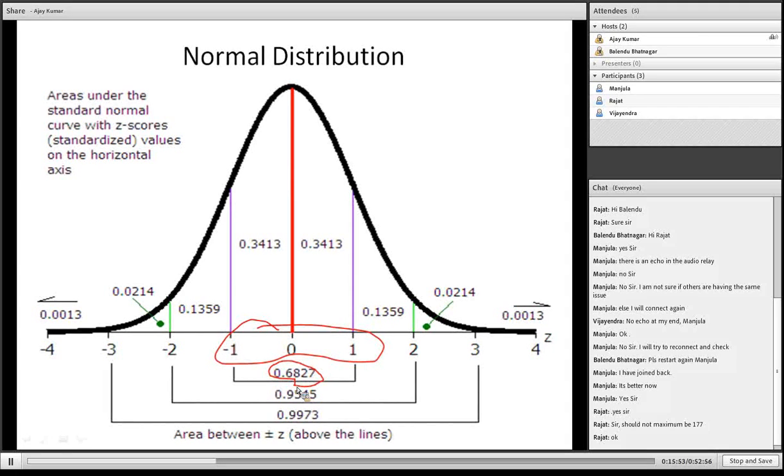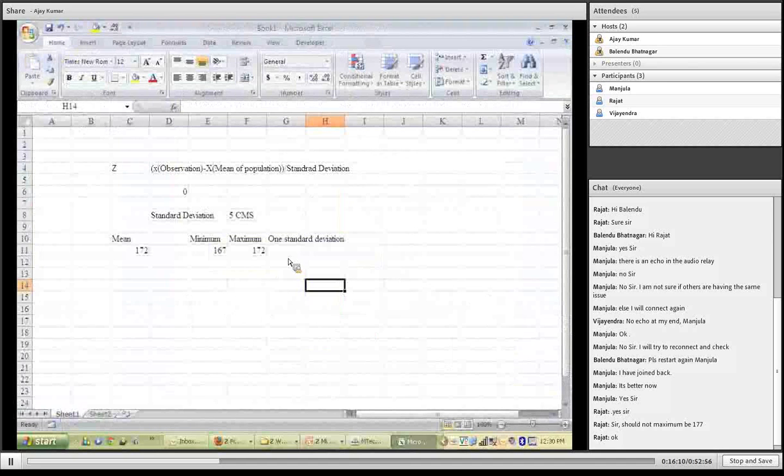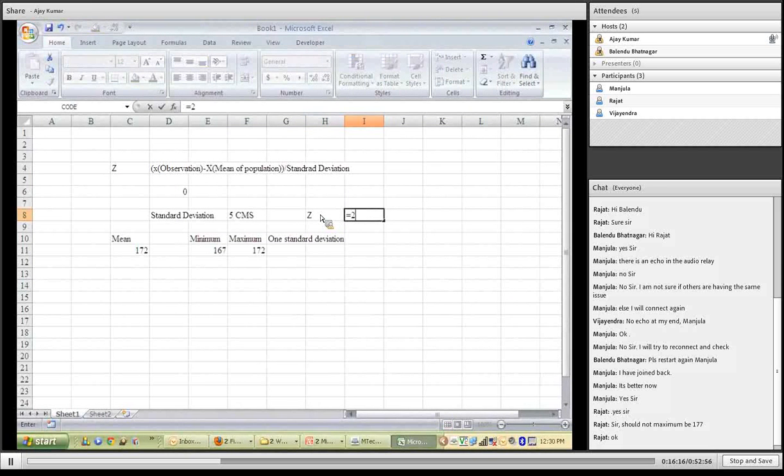Now that is how we try to apply normal distribution into general practice. So if I talk of z as 2, what would z as 2 mean here? Go back and we will realize what z as 2 is. Now z as 2 would mean 10 centimeters. So a z value of 2 would mean 2 multiplied by 5, because 5 is my standard deviation, and that is 10.